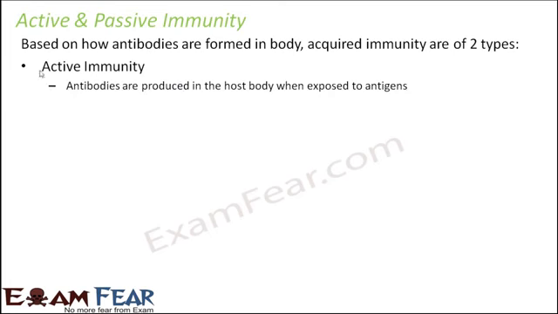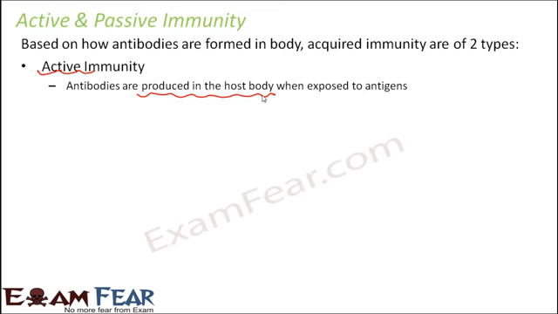What is active immunity? In active immunity, the antibodies are produced in the host body when exposed to antigens. The main part here is that the antibodies are produced inside the body. Whenever antigens are exposed to the body, antibodies get produced inside the body. Let us try to understand what happens in active immunity. What are these antigens to which the body is exposed? These antigens can be either living or dead.